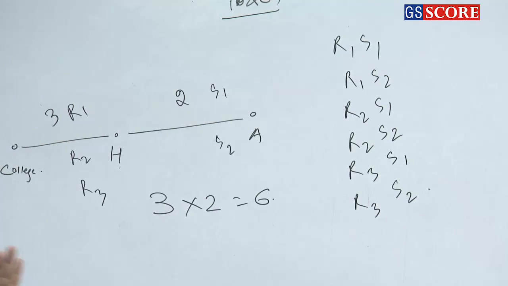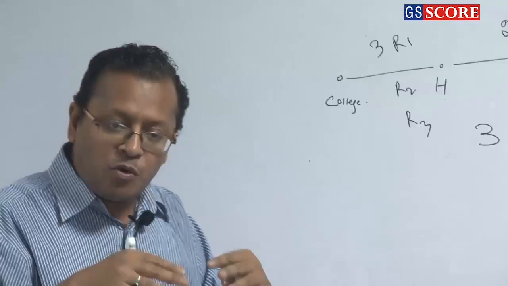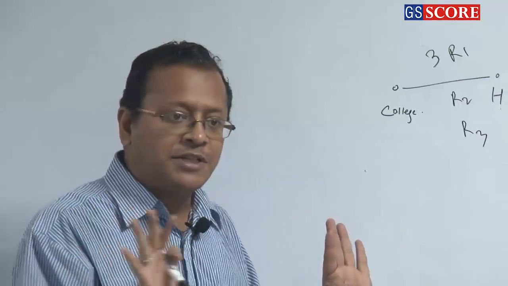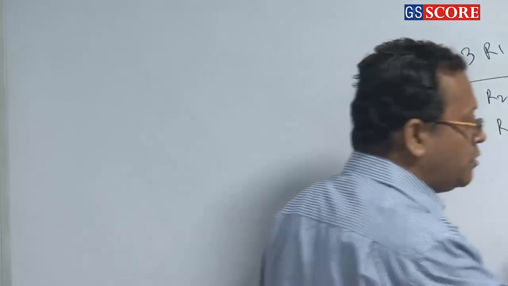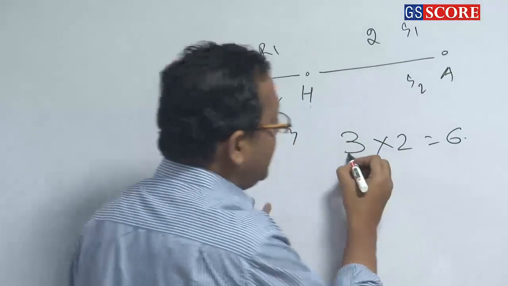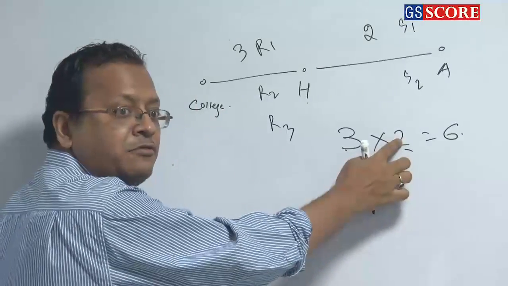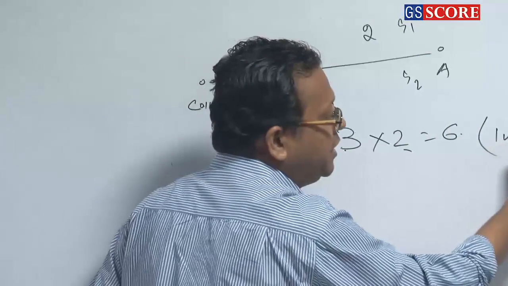So these events are known as independent events. When two or more events are independent of each other, the number of ways of doing both of them is m into n, where m and n are the number of ways. So this is for independent events.